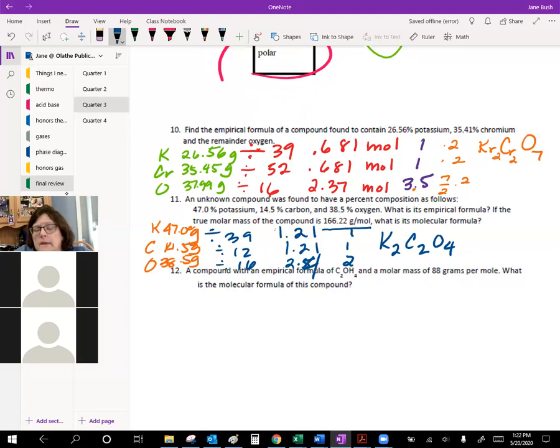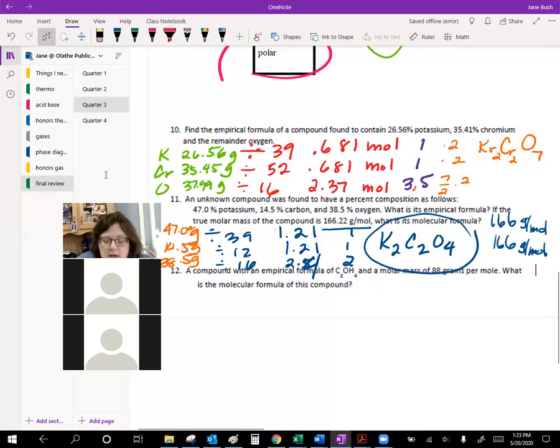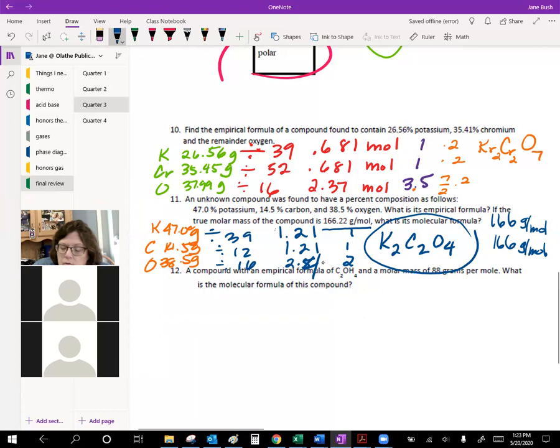Okay, but what does that mean? Well, that means the molecule itself has a mass of 166. So we need to see, does this mass add up to 166? If it does, then empirical formula and molecular formula are the same. But if it doesn't, we'll have to figure out how many times bigger the molecule is. So 39 times 2 plus 24 plus 64 adds up to 166. So the molecule has a molar mass of 166. The empirical formula has a molar mass of 166. So therefore, this is not only the empirical, I didn't spell that right, but also molecular.